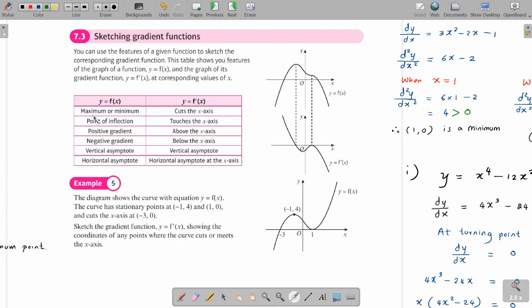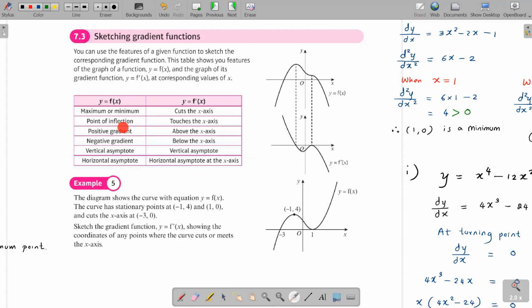Now, at a maximum or a minimum point, what happens to the gradient? At a maximum or a minimum point, your gradient is 0, isn't it? So that means your f dash x value becomes 0. In this case, your graph is y equals f dash x. So when f dash x becomes 0, it means y becomes 0, and in the gradient graph, that's the place where you cut the x-axis. You need to remember this table. It will help you to do all these sums very easily. So at a maximum or a minimum point, the f dash x becomes 0, so you cut the x-axis.